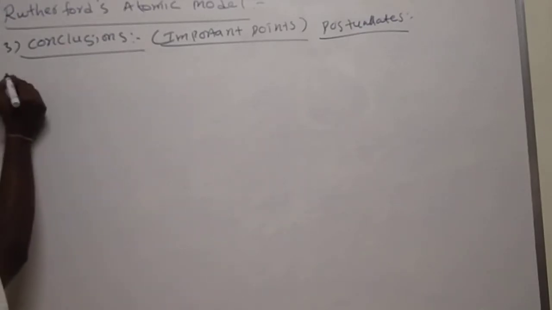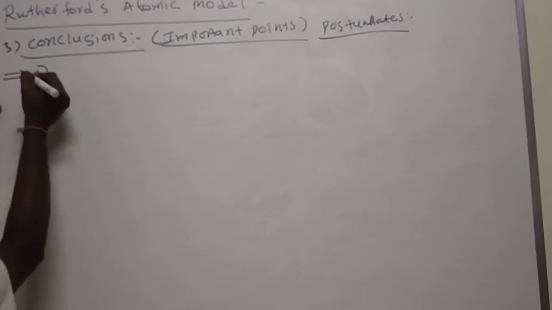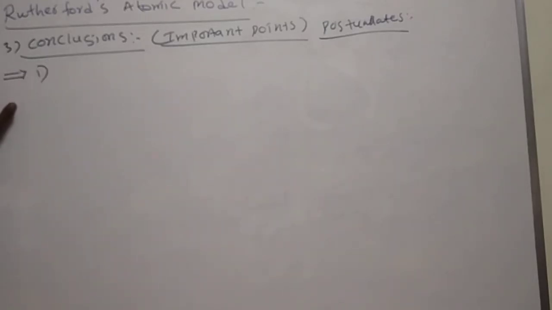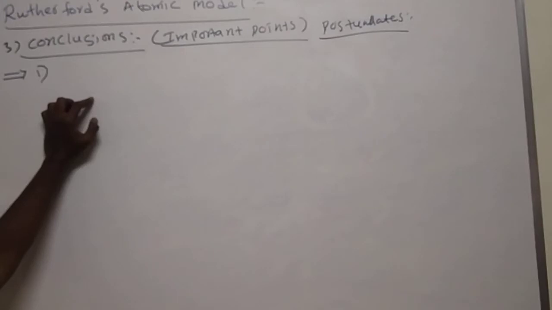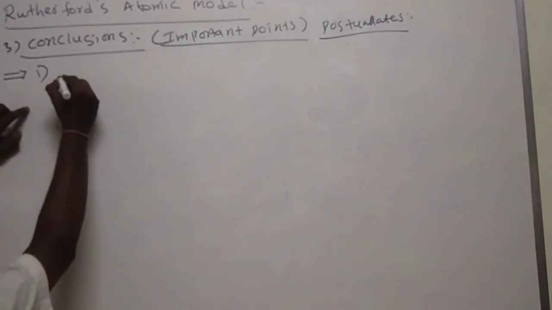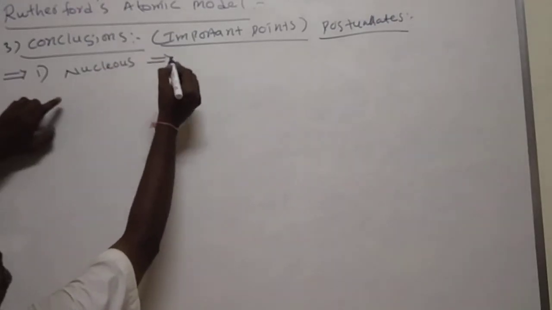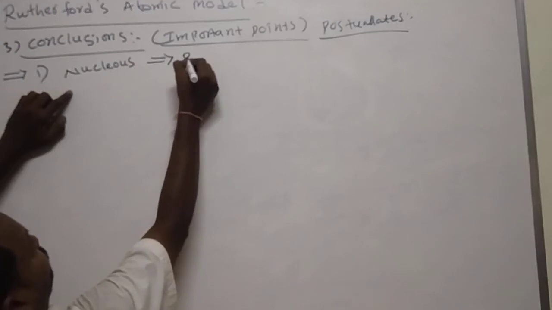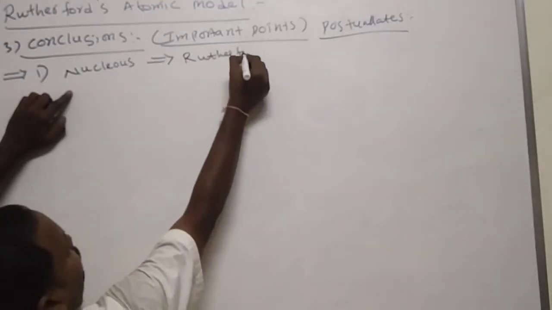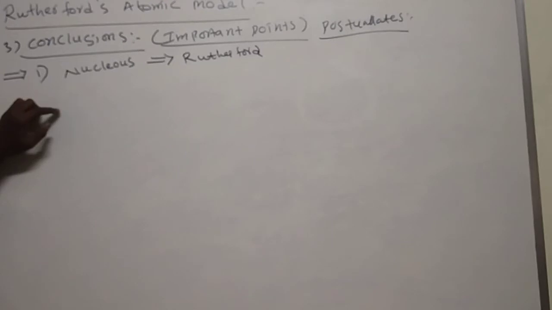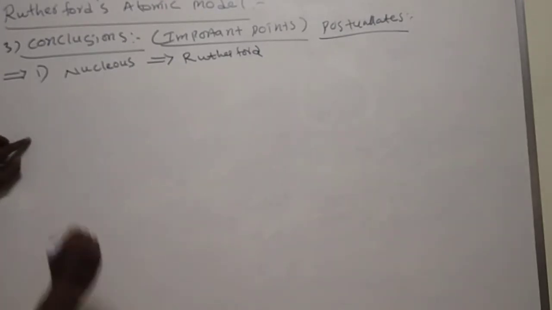Okay, here, based on Rutherford's gold foil experiment, he concluded something. Every atom has a center in the middle, that we call the nucleus. That means the nucleus was discovered by Rutherford only. Okay, that is the first point.